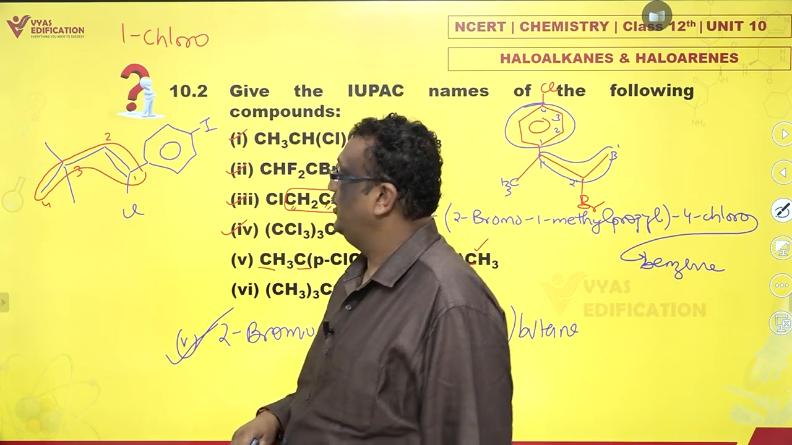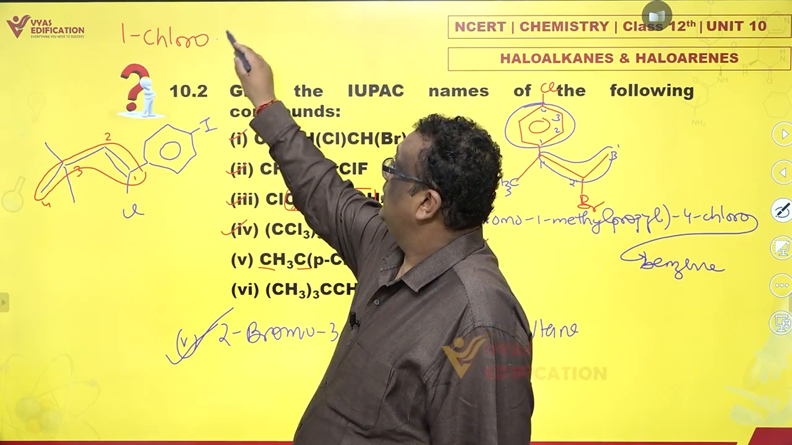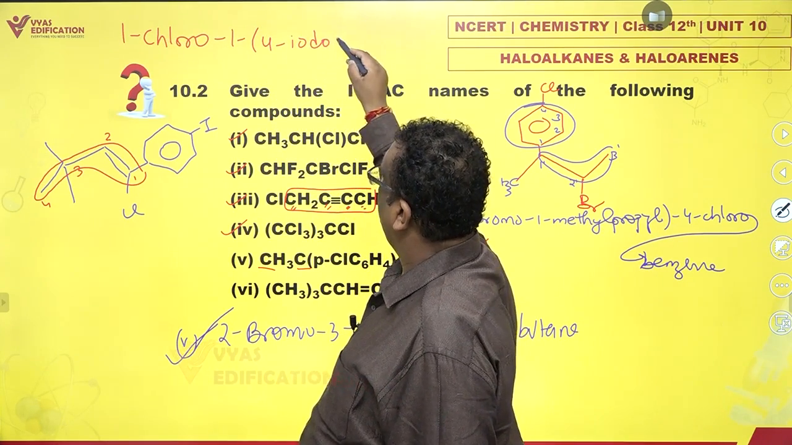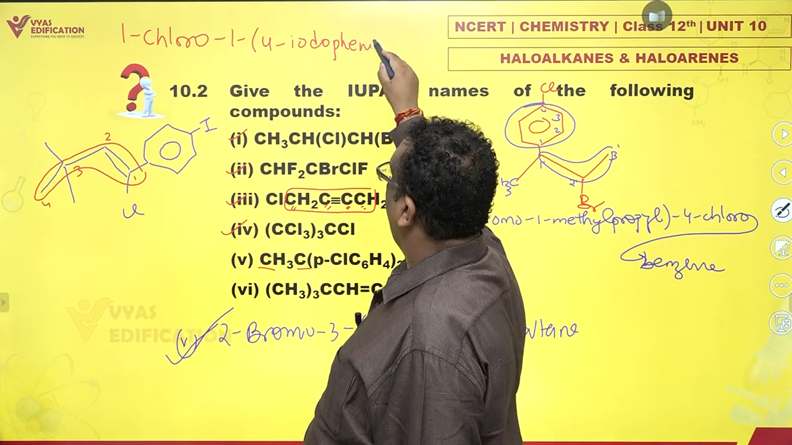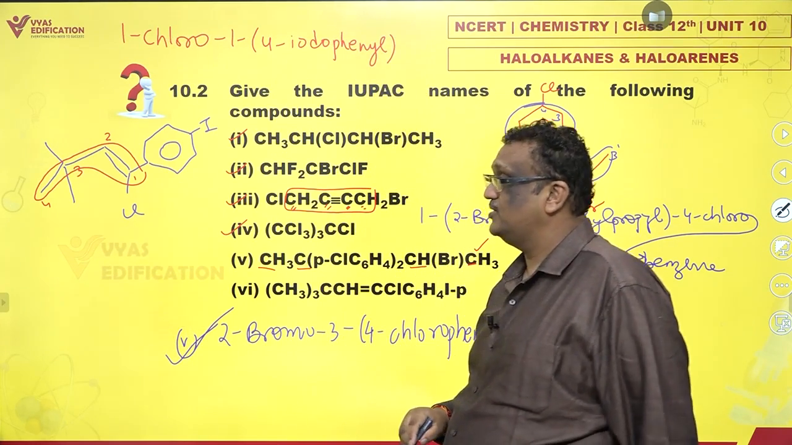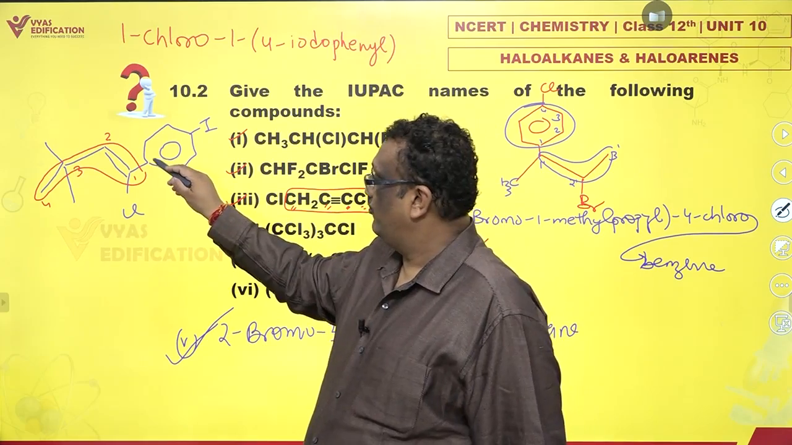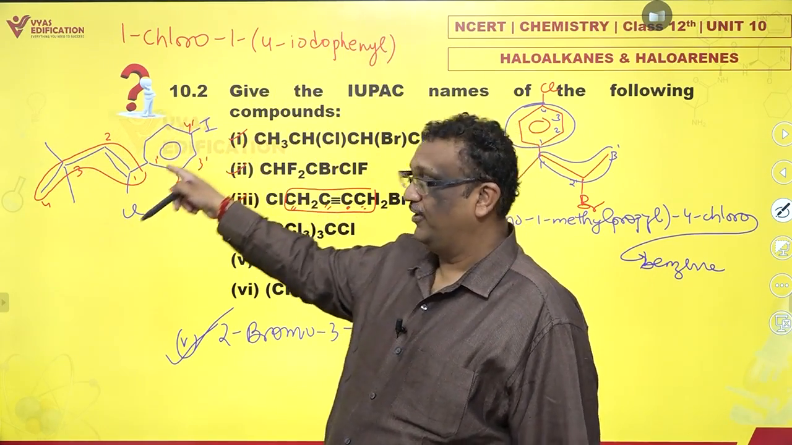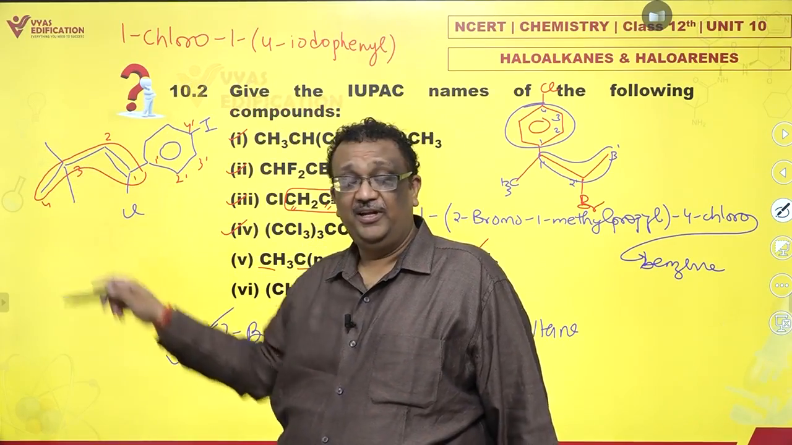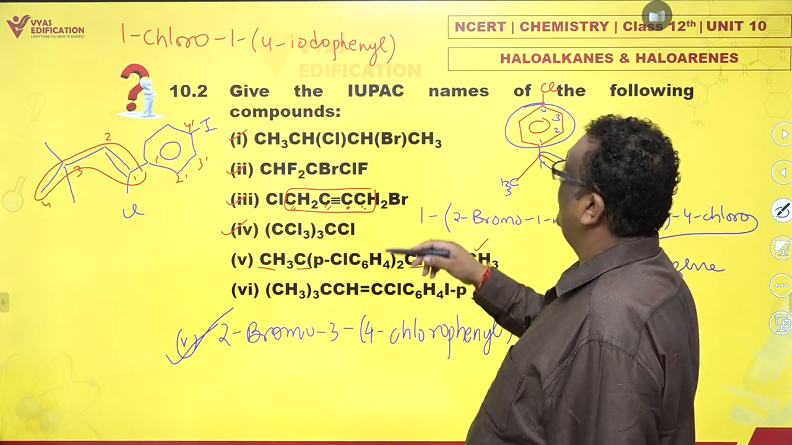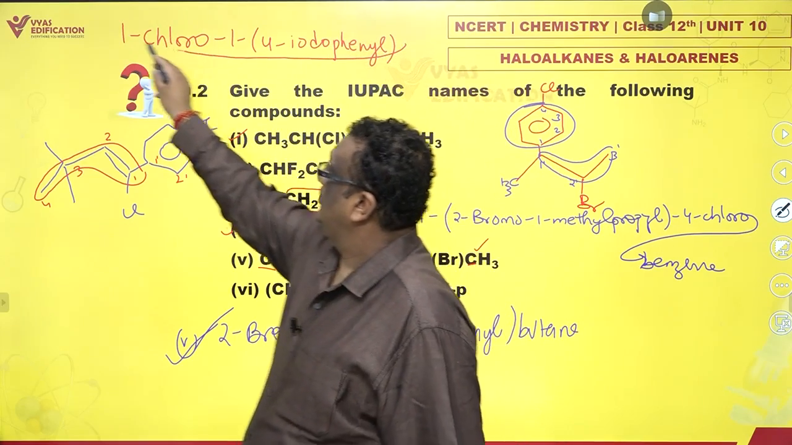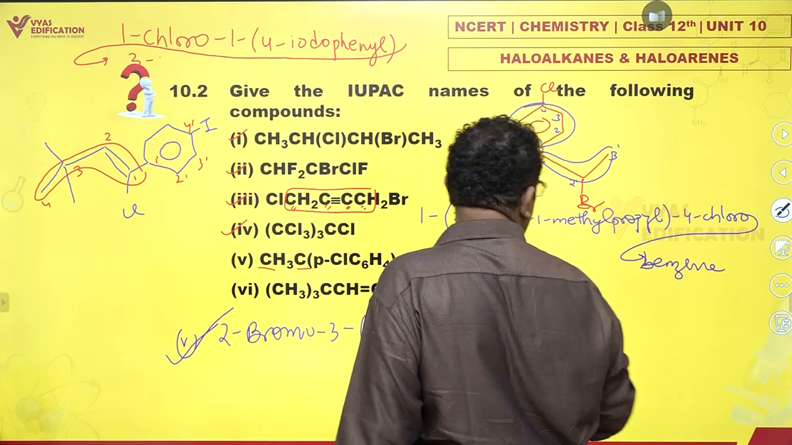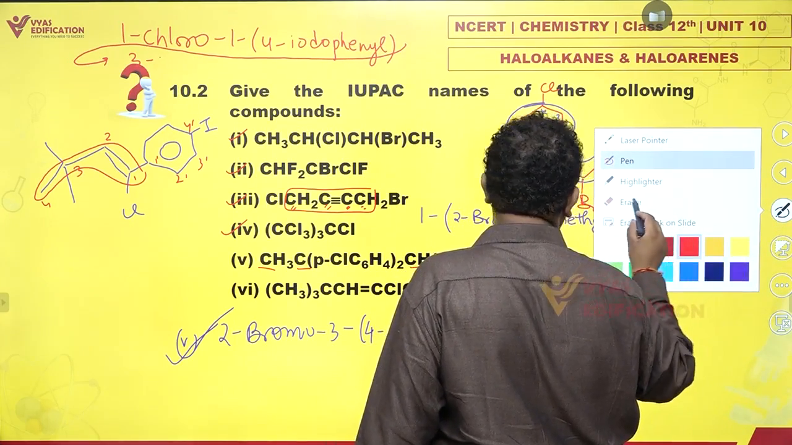So I'll name it as 1-chloro. Fine. And then this is 1, 4-iodophenyl. This is 1 dash, 2 dash, 3 dash, 4 dash. That is why 4-iodophenyl. And now you have 3,3-dimethyl. I don't have space yet, I'll come back here. 3, 3, sorry. It looks a little ugly, but it's not.